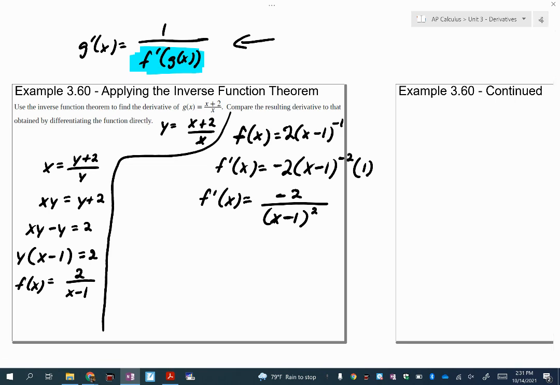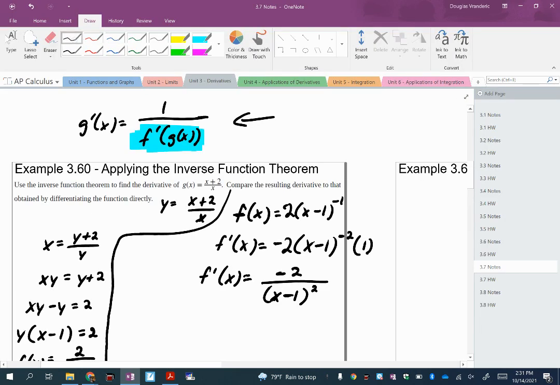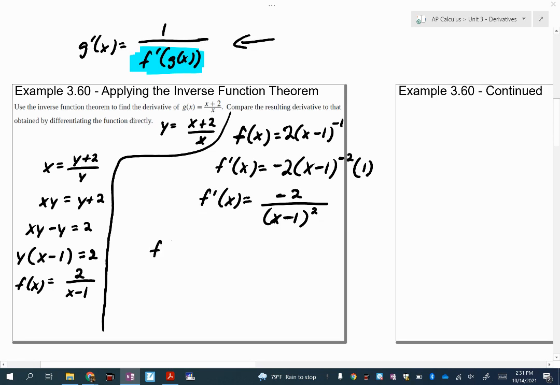So right now I found the derivative. Now I need to find f prime of g of x. So I'm going to plug in g of x, which is x plus 2 over x, where it says x.